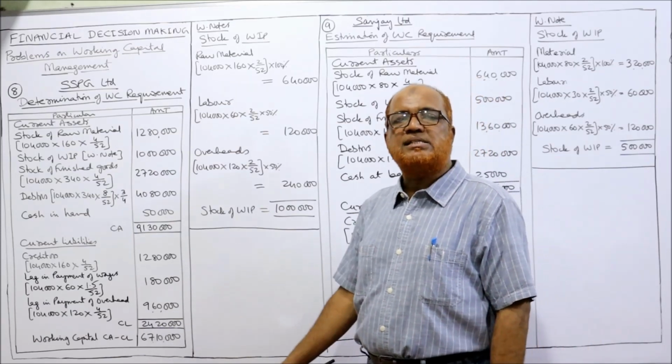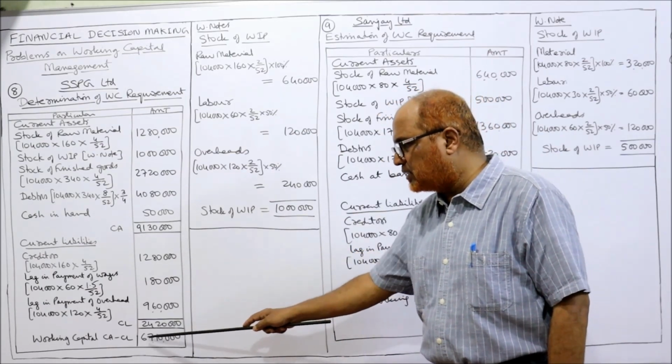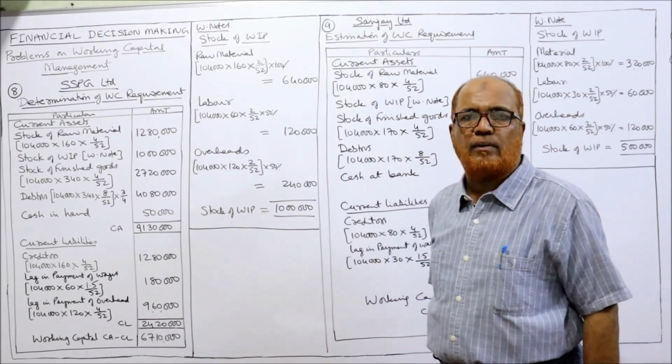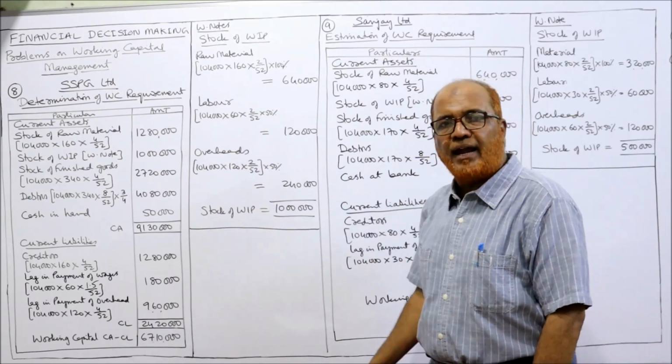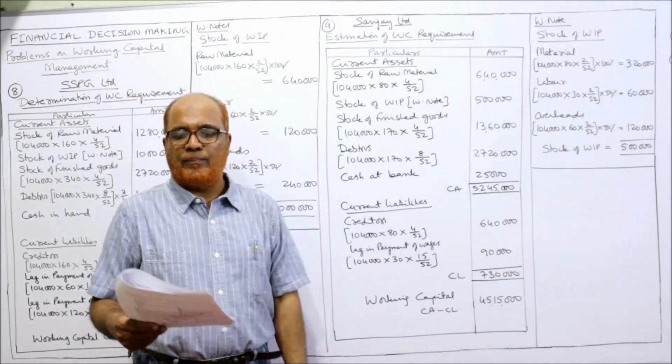Now working capital is CA minus CL: 91,30,000 minus 24,20,000, 67,10,000. That's all. This is the completion of the 8th problem. Now I am coming to the 9th problem.